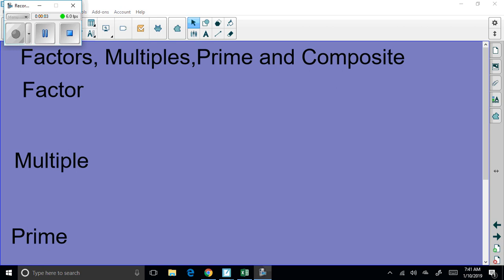Factors, multiples, prime, and composite. Factors are numbers that you multiply together to get another number. Here are examples.